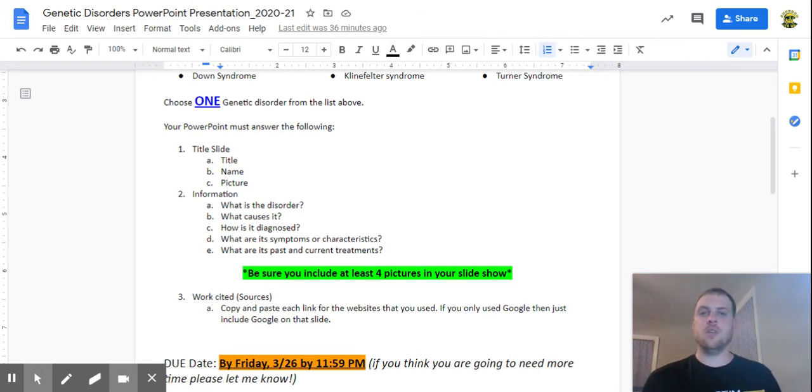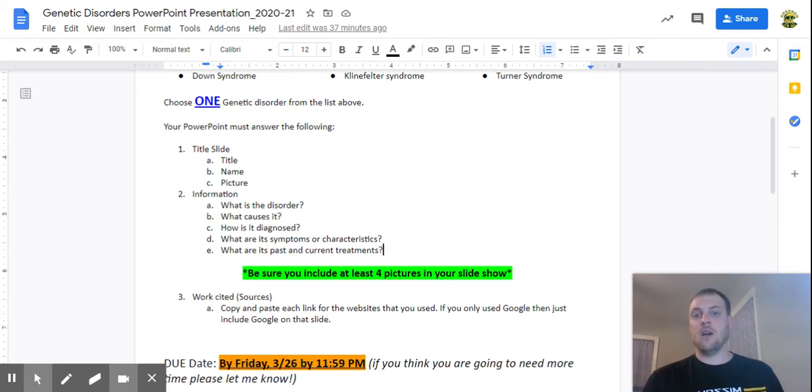Symptoms, I think that's pretty straightforward. What are certain characteristics that everybody has in common that is affected by this genetic disorder that you have selected? And then treatments. What is being done in terms of treatments for this genetic disorder? Is there anything that can cure it or can maybe reduce the impacts of the genetic disorder?